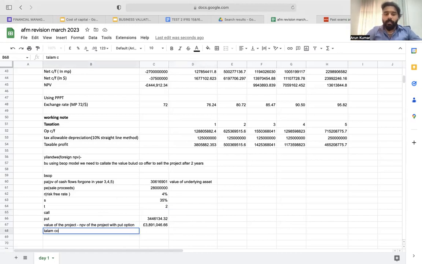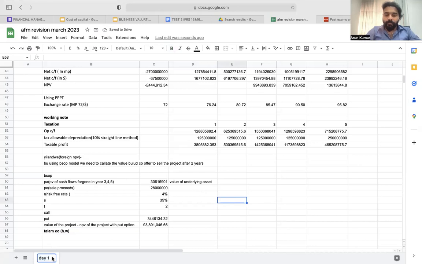Talam company is a homework question. So Talam company is again another example of applying that option. Appo BSOP model le aa option namukku cheyyunnundu. You can just do it as homework to get a better clarity on the same.